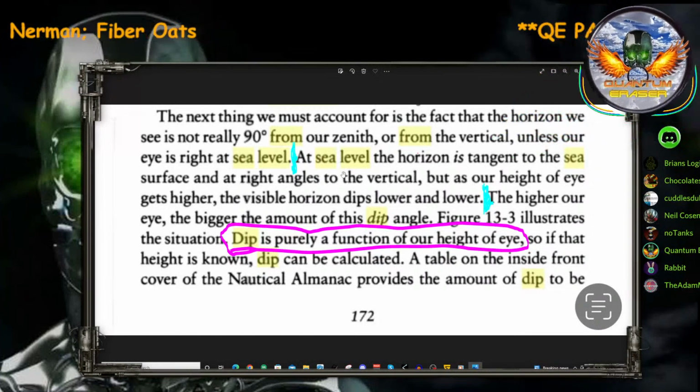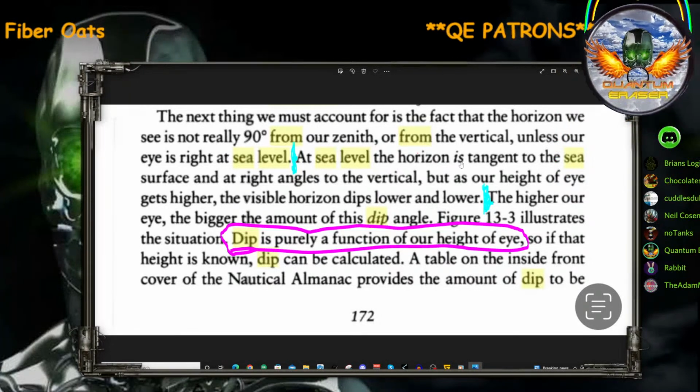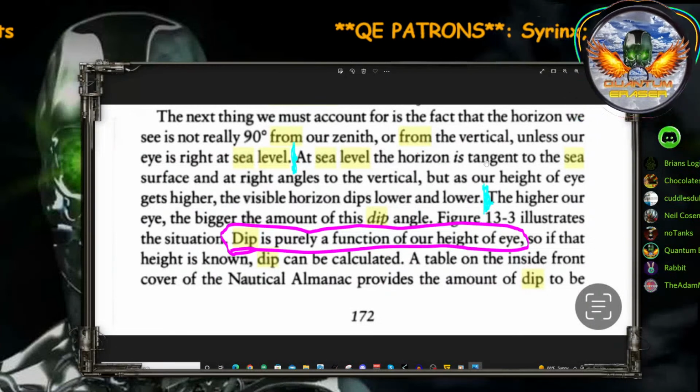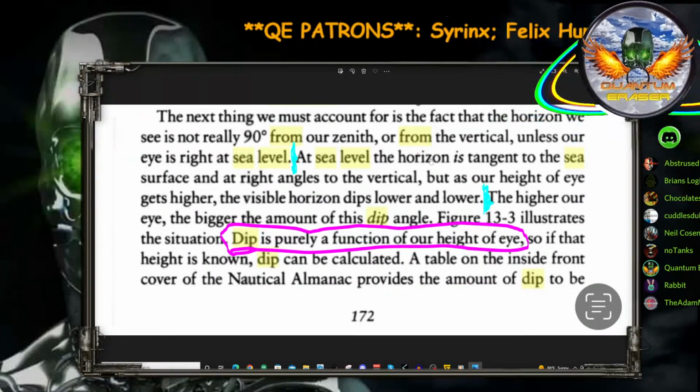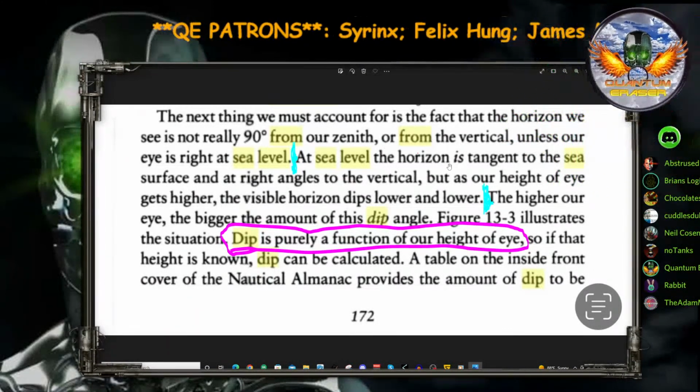Just take this in, folks. At sea level, the horizon is tangent to the sea surface. A tangent is a straight line that intersects one small point on a surface. Does the horizon intersect one small point in your field of view? This guy is insane.